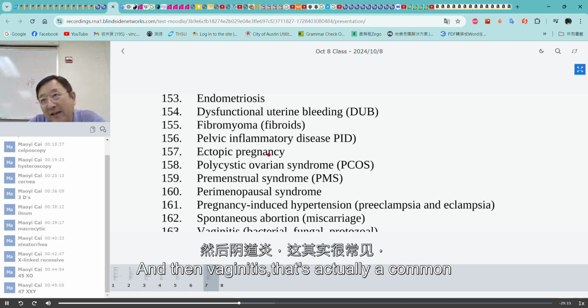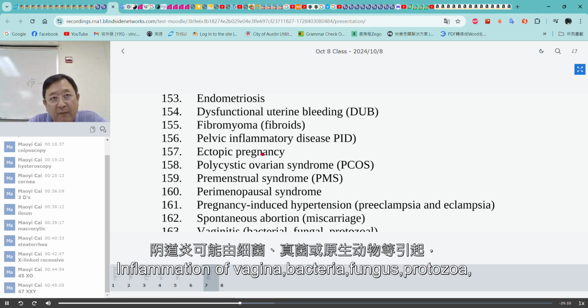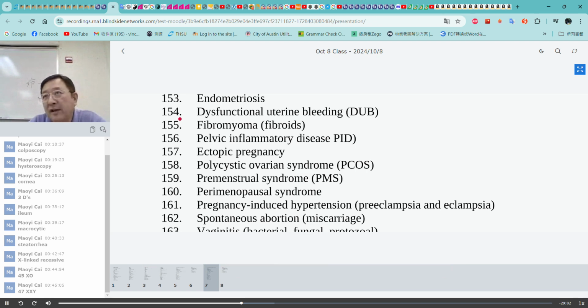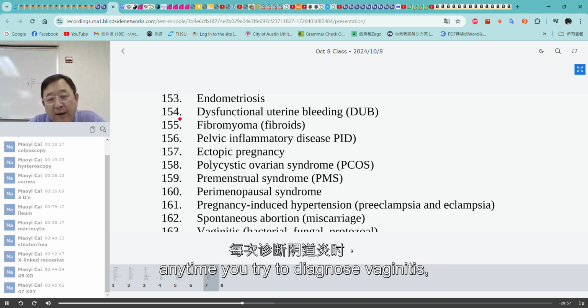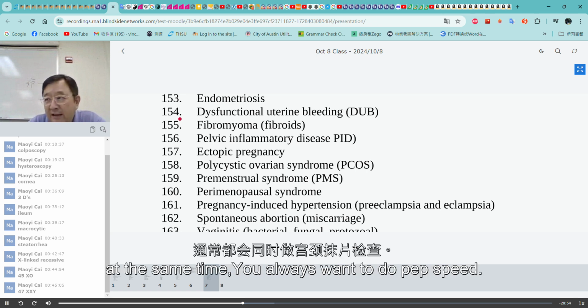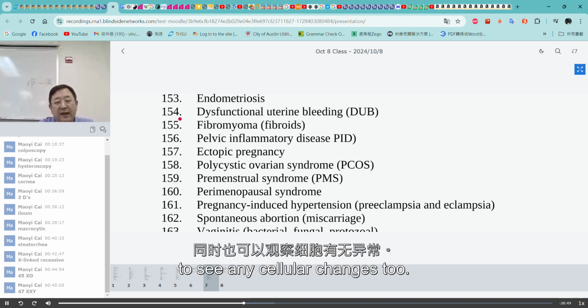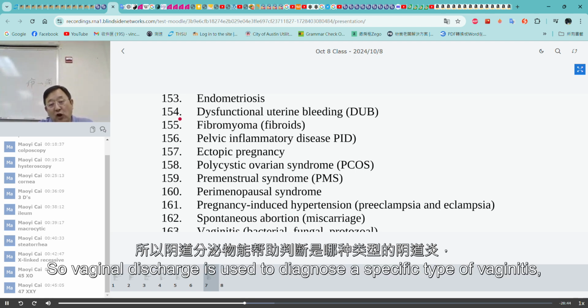And then vaginitis. That's actually a common female reproductive condition. Inflammation of the vagina; bacteria, fungus, protozoa, they all can cause that. Mainly diagnosis is based on the discharge, and they send it to the lab. Just remember, anytime you try to diagnose vaginitis, you always want to do a pap smear too. You check the cervix to see any cellular changes. So the vaginal discharge is used to diagnose a specific type of vaginitis.